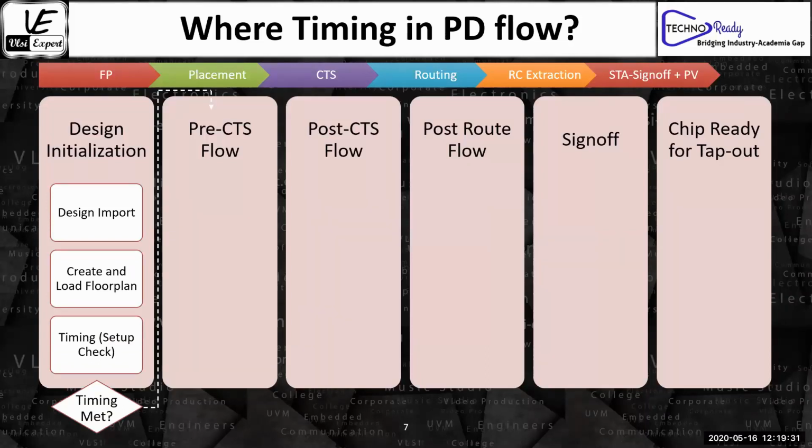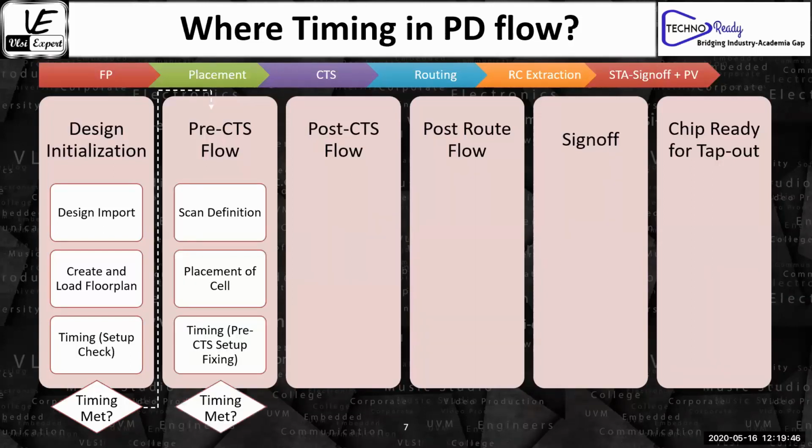Just after the floor planning, we check timing, whether it is meeting our criteria, maybe the margin or the numbers. Then we move to the pre-CTS flow, which is a placement. There we have a couple of steps, and then again we check it. The setup check, we do it, and if something is failing, we have to go back and fix it.